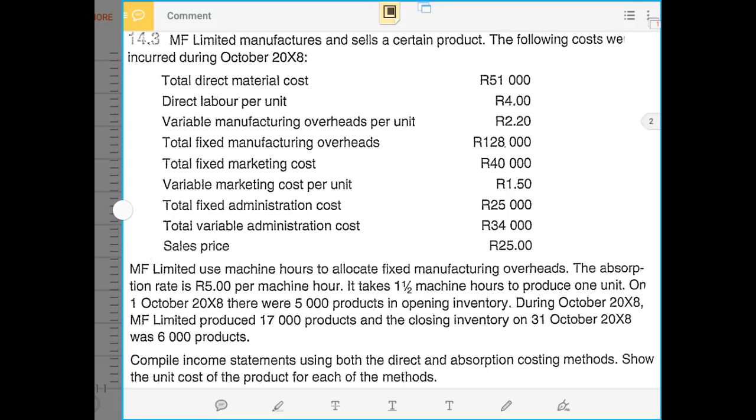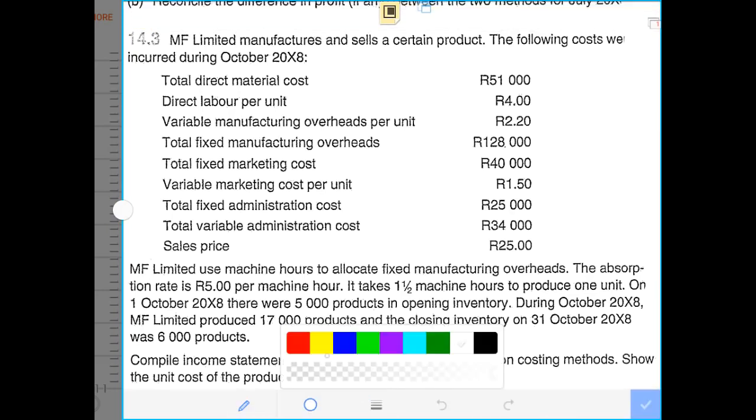This is a video on chapter 14 of the Cost and Management Accounting textbook. Chapter 14 is about direct and absorption income statements. Now I will be doing this exercise on the direct and absorption income statement, and it reads as follows.